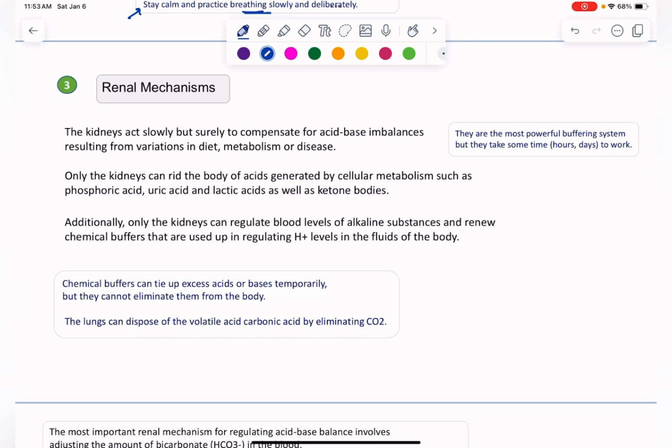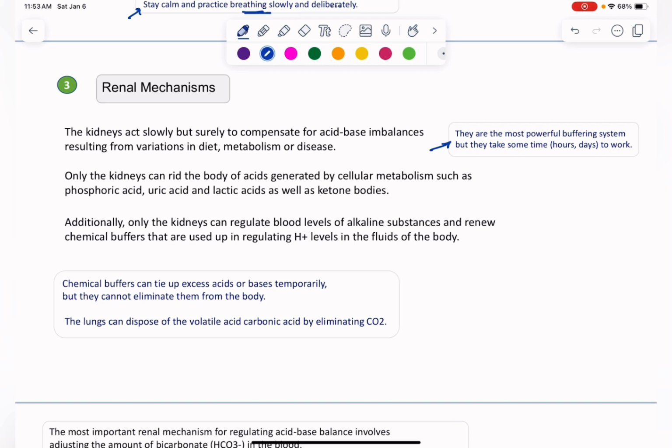So the last way that the body can regulate pH balance is through renal mechanisms, or through the kidneys. As I mentioned earlier, the kidneys are the most powerful buffering system in the body. They can really swing pH in large amounts if they need to. But they do take time. They take hours or days to work.